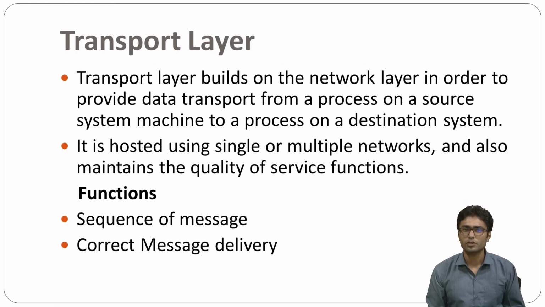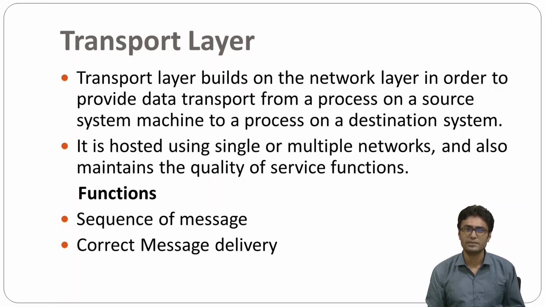Now the important functions of transport layer are: it divides the message received from the session layer into segments and numbers them to make a sequence. Now the transport layer makes sure that the message is delivered to the correct process on the destination machine. It also makes sure that the entire message arrives without any error, else it should be retransmitted.